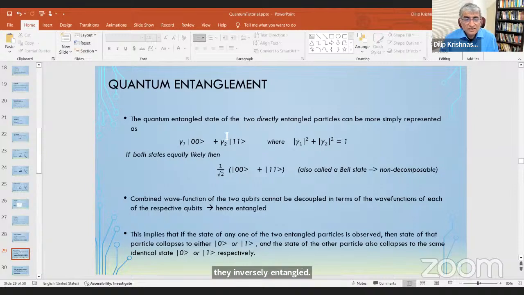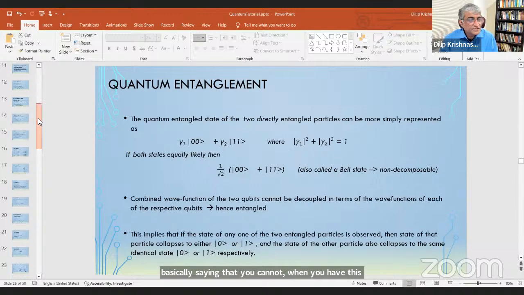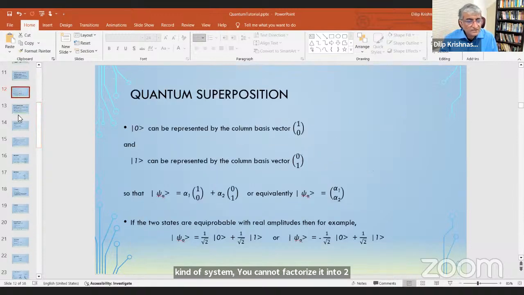Here you can notice that if they're directly entangled, you don't have the states 0 1 and 1 0. You only have the possibility of 0 0 and 1 1. Similarly, if they're inversely entangled, you only have states 0 1 and 1 0. You don't have the states 0 0 and 1 1. This is basically saying that when you have this kind of system, you cannot factorize it into two independent wave functions that we saw in the beginning. Where did we see this?